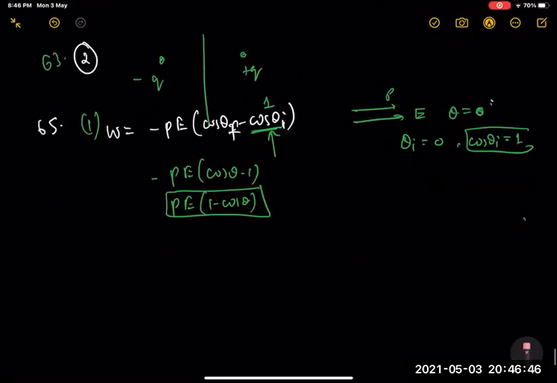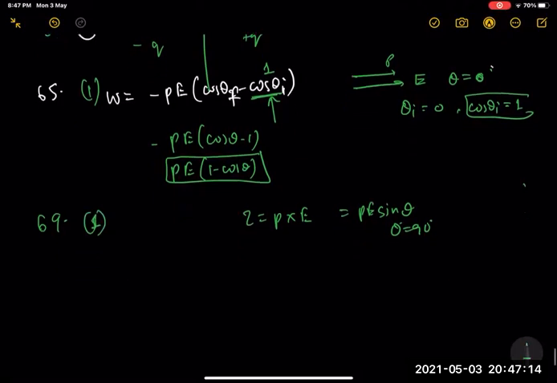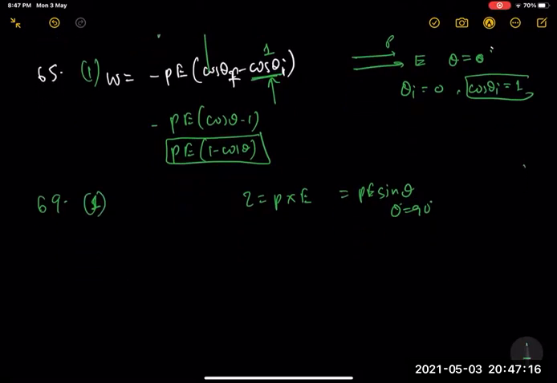65, 69, 75. 69 is easy. Torque tau is equal to p cross E, which is equal to pE sin theta. So torque is maximum when theta is 90. So the answer to 69 is 1. And then 69, 75, 79, 75.